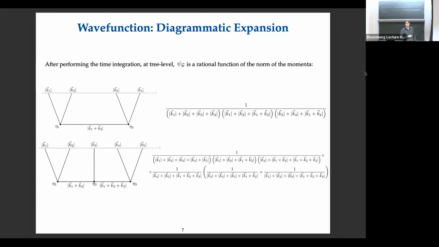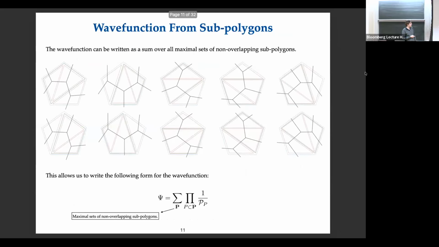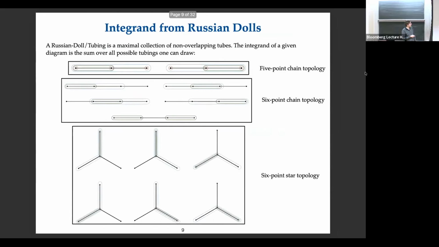In terms of bulk contractions, does each polygon correspond to 1 diagram or not? No. So 1 diagram will give you 2 terms at 5 points. At 6 points, 1 diagram in this representation gives you 5 terms, or the star diagram gives you 6 terms. If you just naively compute the bulk time integral without simplifying anything, you'd be computing, well, this guy is 3 to the 3, 27.